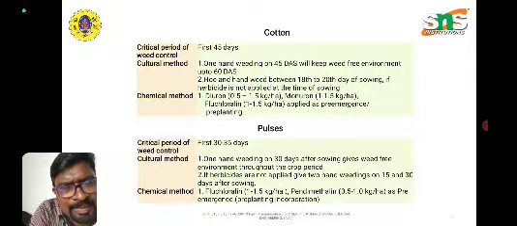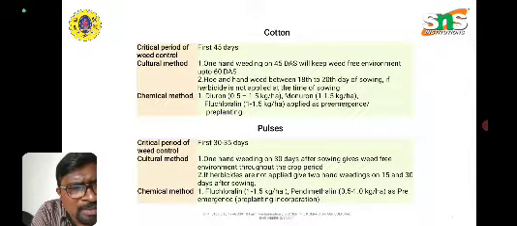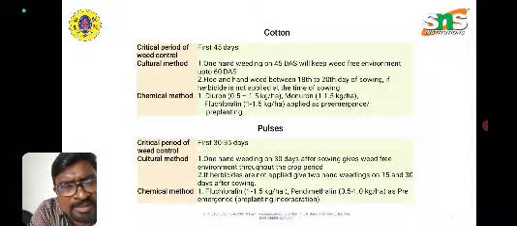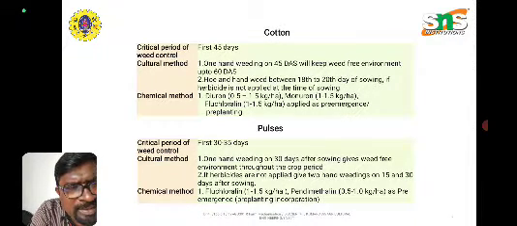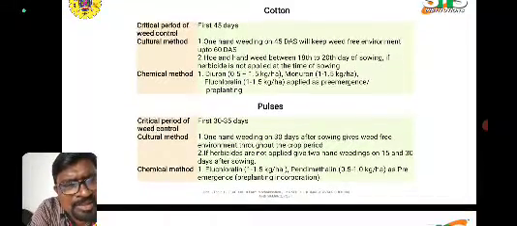The critical period of weed control is the first 30 to 35 days. As for the cultural methods, one hand weeding at 30 days after sowing gives a weed-free environment throughout the crop period. If herbicides are not applied, give two hand weedings at 15 and 30 days after sowing. The chemicals applied for integrated weed management are fluchloralin at 1 to 1.5 kilograms per hectare and pendimethalin at 0.5 to 1 kilogram per hectare, as pre-emergence, that is pre-planting incorporation.